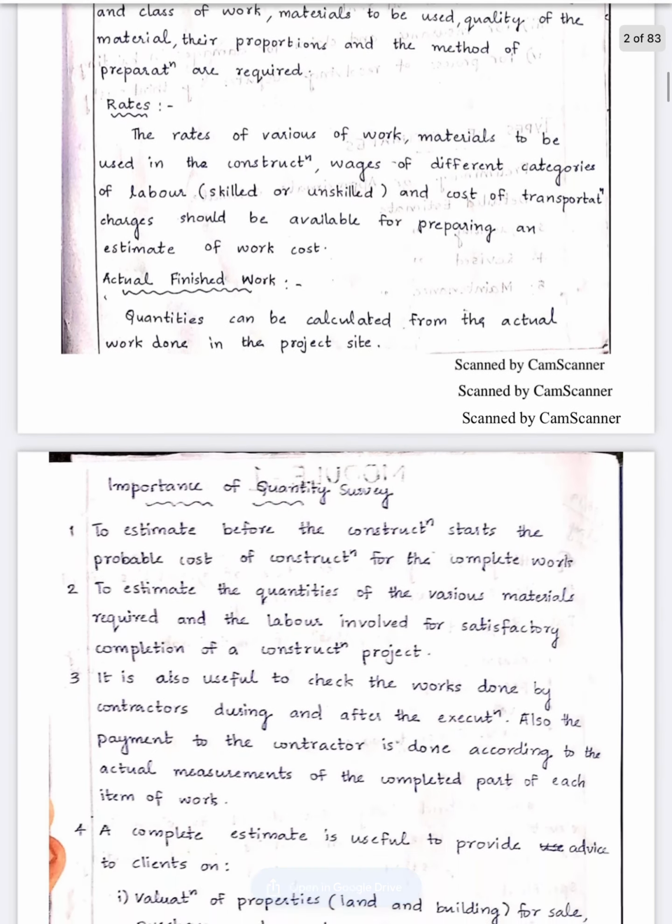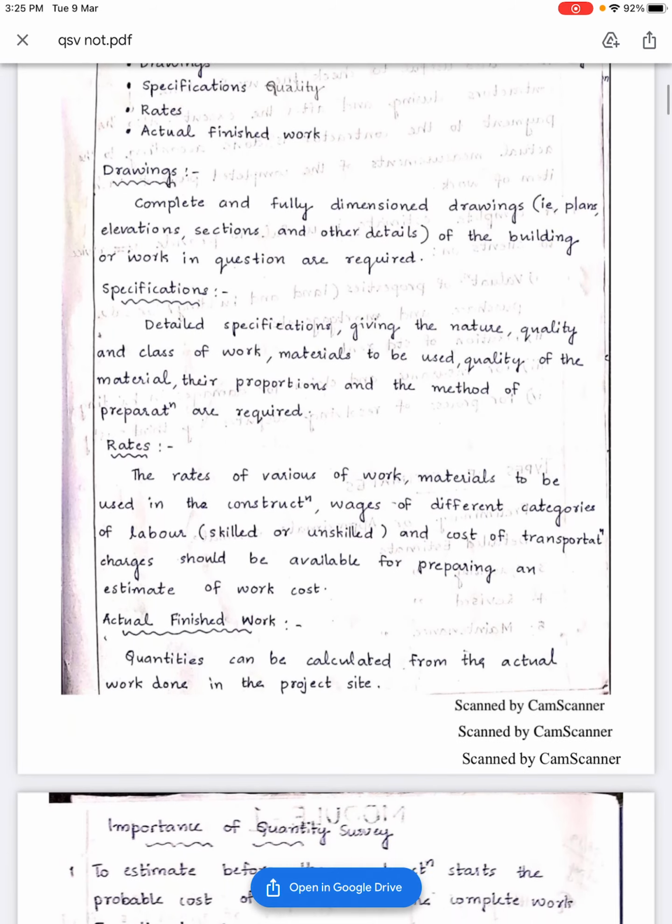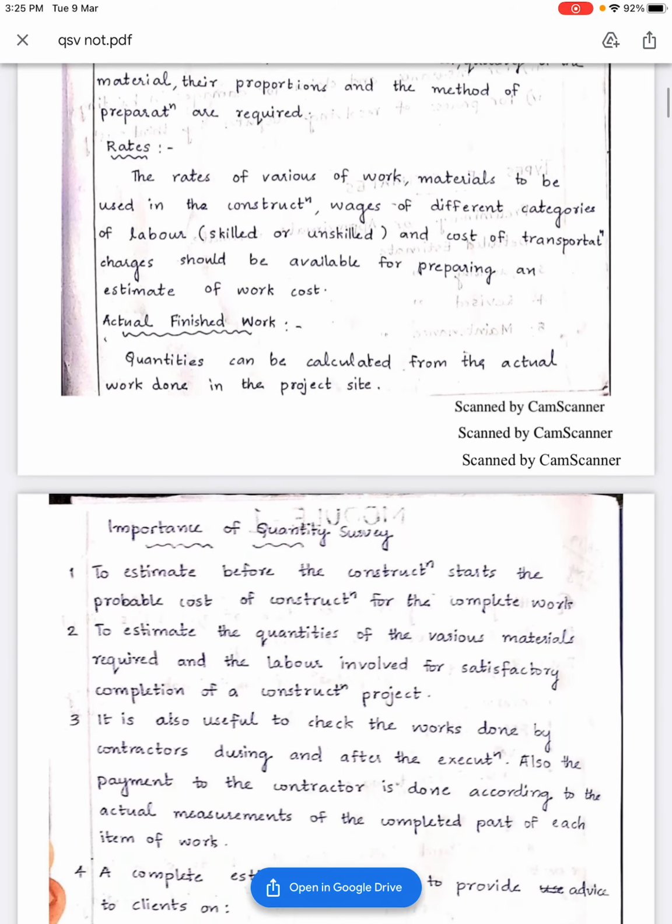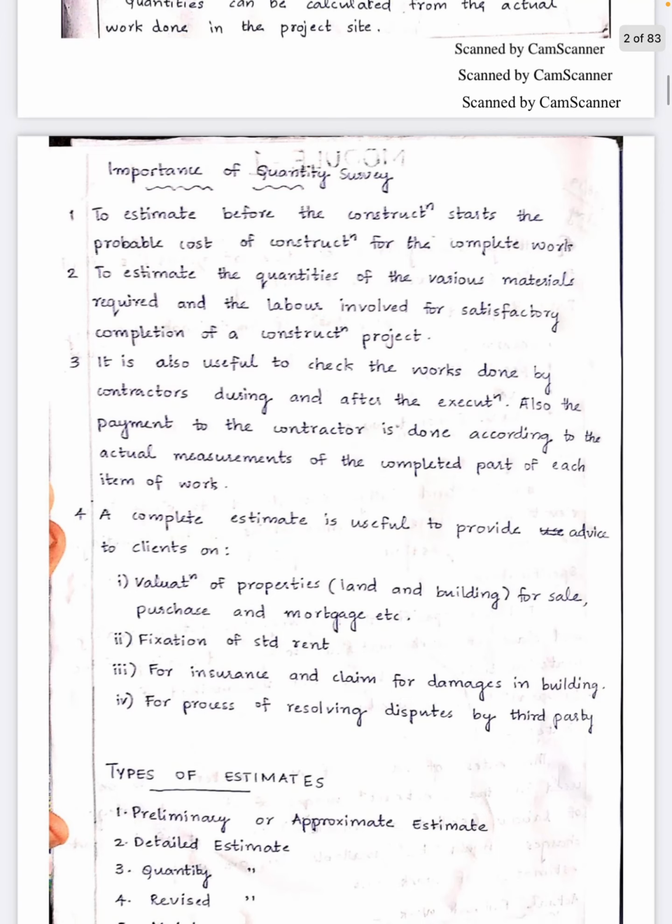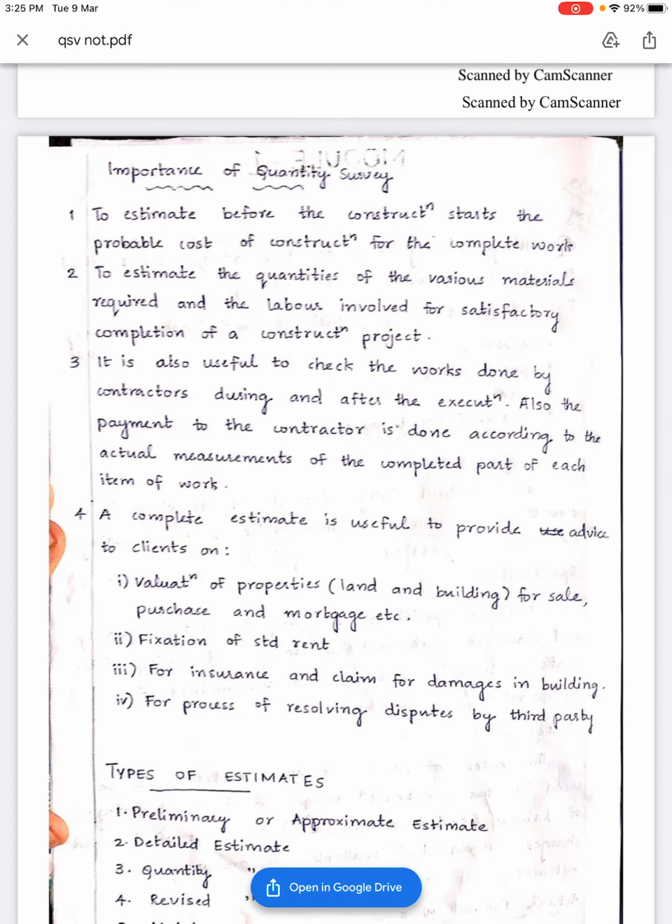So this type of important data is required before preparing the quantity survey. Next, what is the importance of quantity survey, and for what are we doing it? The first one is to estimate, before the construction starts, the probable cost of construction for the complete work. Before doing a construction, we should know how much money we have to spend. For that we have to do the quantity survey.